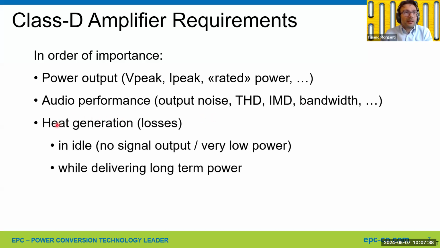And in terms of heat sinking, we need to reduce as much as possible the heat generation, so the losses in the amplifier. This is important both in idle or with very low power output, because most of the time the audio amplifier is operated at low power. But it's also important to optimize the losses while delivering the rated power, because this is driving the size of the heatsink and the fan or ventilation requirements.